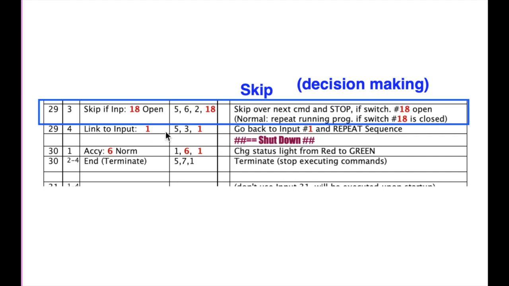It will come to the next statement, link to input 1, and go back to the top and start repeating this routine. However, if input 18 is open, then it will skip the next statement. It'll do something like change a status light, and then terminate. That is to say, it'll end the routine. So this skip statement gives us a decision-making capability, and this is probably the final step we can use to write these routines, along with the wait statement like we talked about a minute ago.